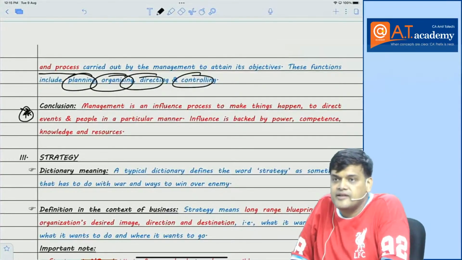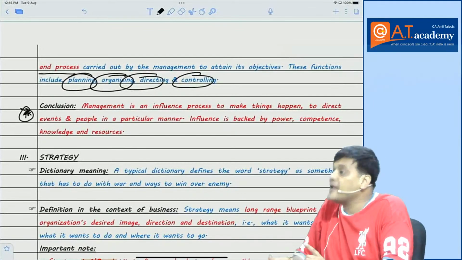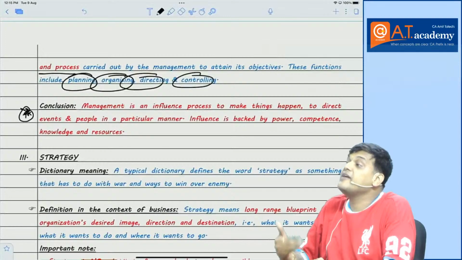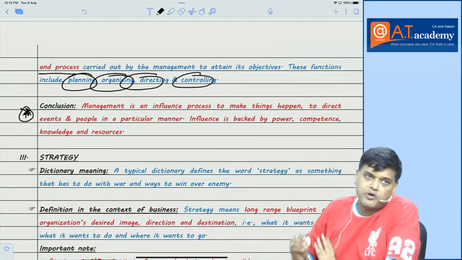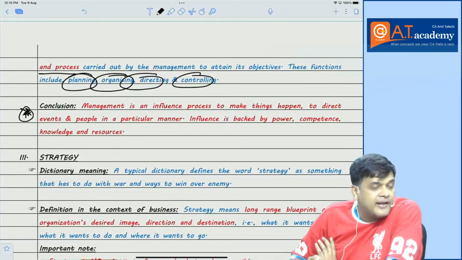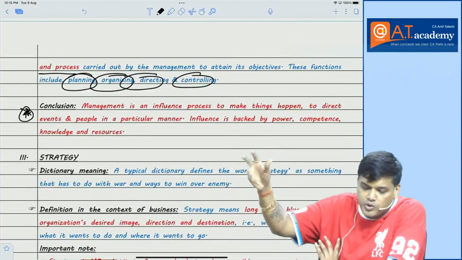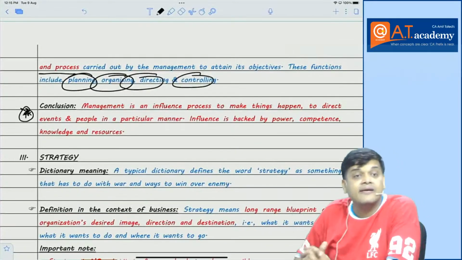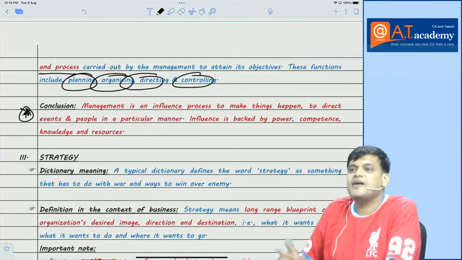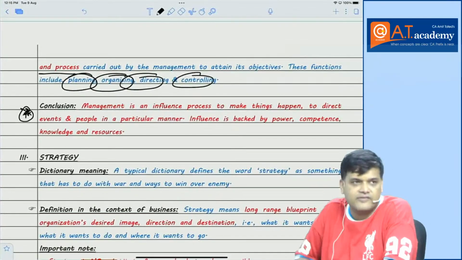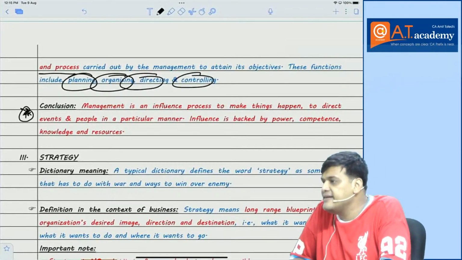So how will you define management in strategic management? It is an influence process to make the things happen. Second point, give a direction and direct people in a particular manner. What is management? It is an influence process to make the things happen, to give the direction, to direct events and people in a particular manner, and that influence is backed by power, knowledge, competence and resources. Everybody clear? Next definition, strategy.